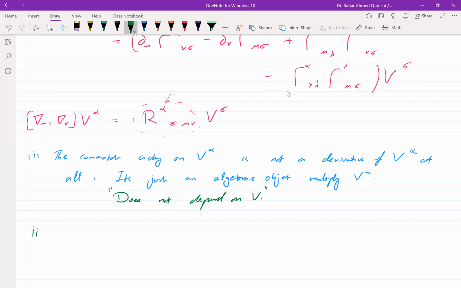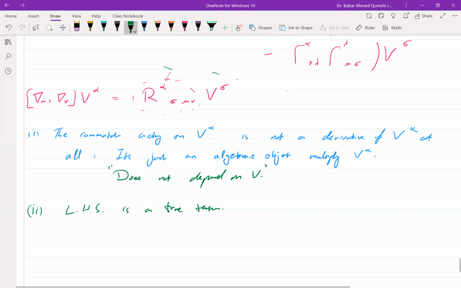Secondly, this left hand side is a true tensor. Why is it a tensor? Because of this. You start with this vector v alpha, you take its covariant derivative, it remains a tensor, a 1 1 tensor. You take another covariant derivative, it becomes a 1 2 tensor. Same is true for these guys. So you take a difference of two tensors, you still have a tensor. So the left hand side is a tensor, that means the right hand side is also a tensor. So this is a tensor equation.